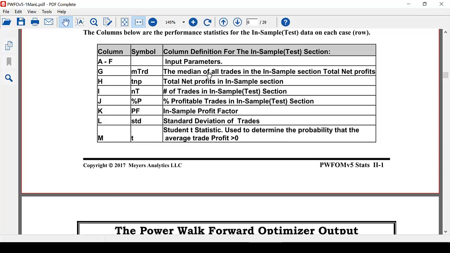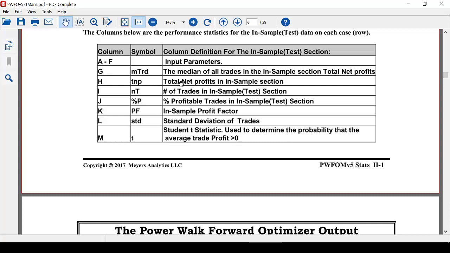M trade is the median of all trades in the in-sample section. In other words, for all trades for any given set of inputs, we found the median. We do that instead of the average because sometimes there are some outliers that can distort the average. So I like the median, which gives a truer picture of what the average trade is.